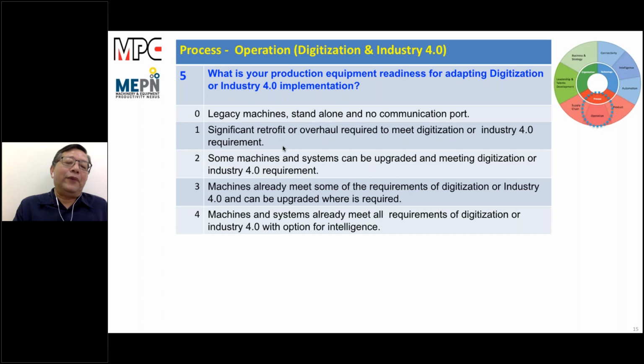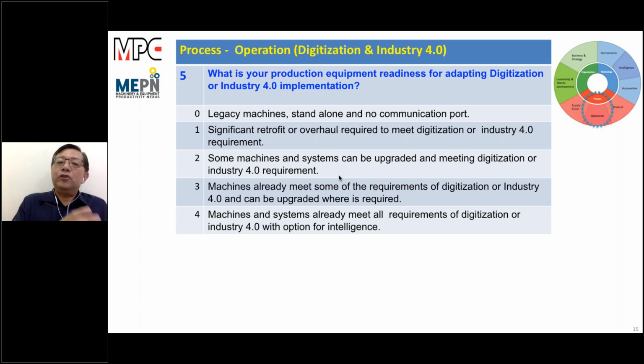Okay, most factories are more than 20 years old, so we need to do the retrofitting, and also overhaul some areas in order to put sensors in to capture the data. Then number 2 is: some machines and systems can be upgraded to meet digitization or Industry 4.0 requirements. Okay, so for this one, some of the machines and systems can be upgraded. Some of them need a firmware upgrade, some of them need a hardware upgrade. Okay, so that is some of the area.